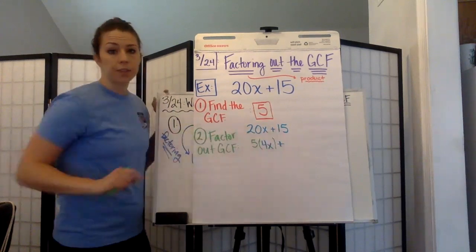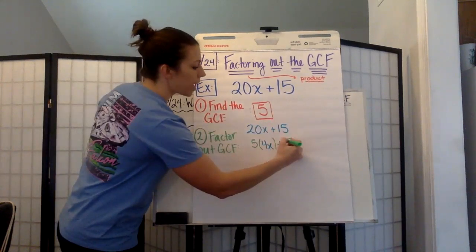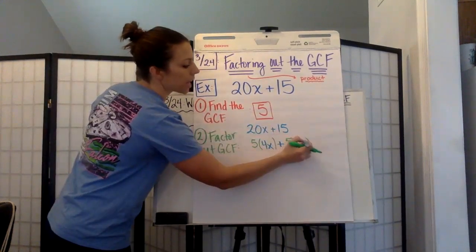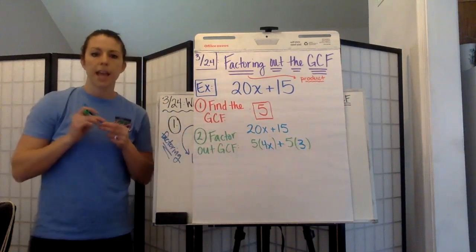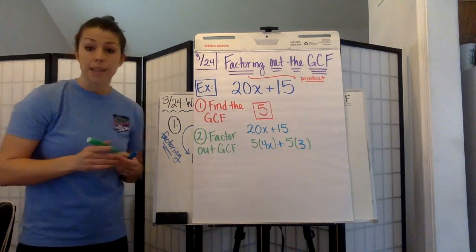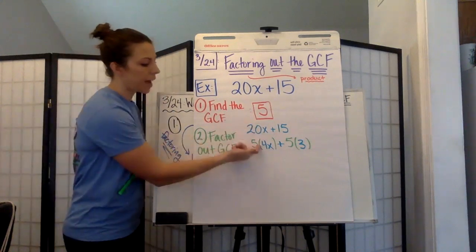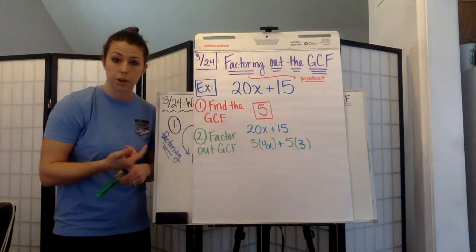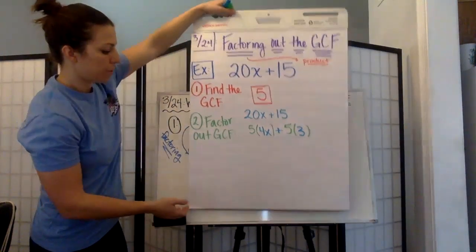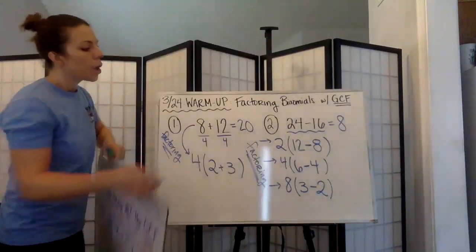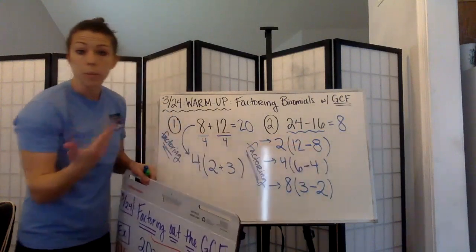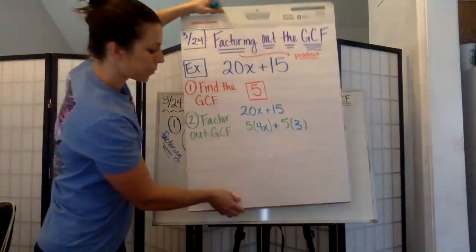Let's also factor 15 using 5. 5 times what is 15? 5 times 3. Now again, you might be looking at me like, what are we doing here? It is not a product yet. All we've done is factor out the GCF from each term. To turn it into a product, if you remember from our warm-up, we have to have the common factor out in front, followed by a binomial or something inside of a group.